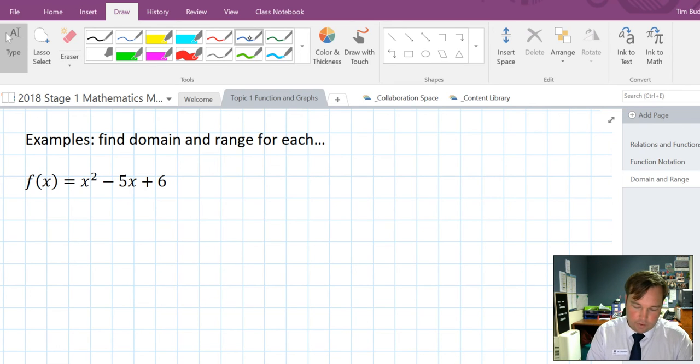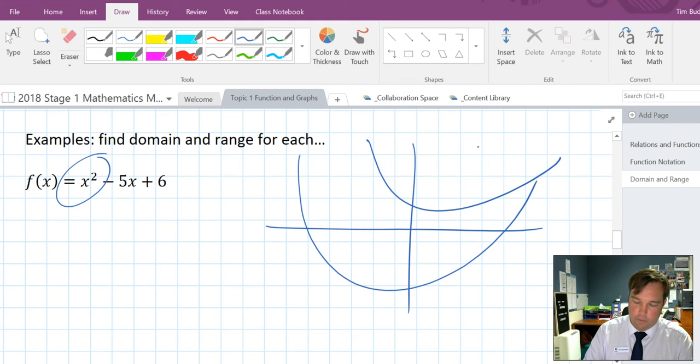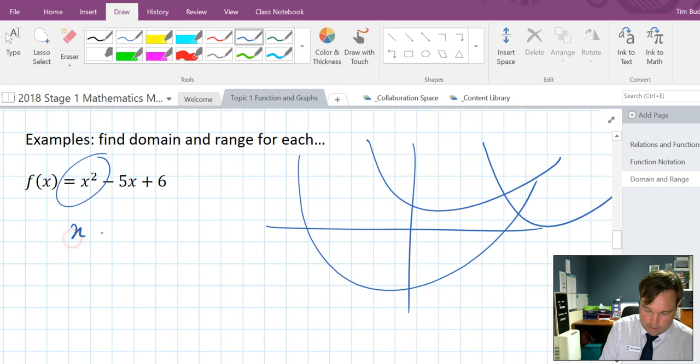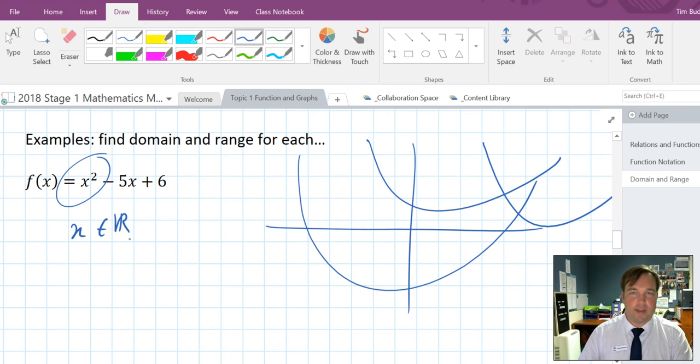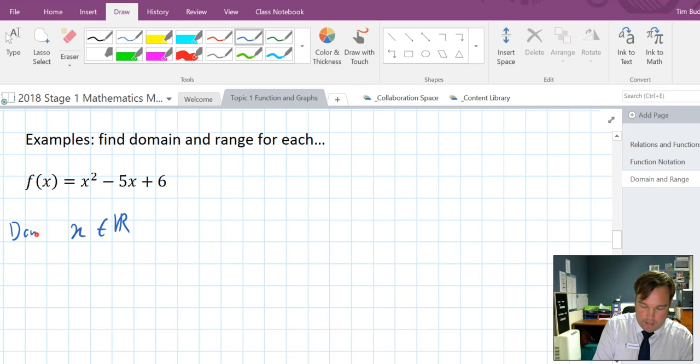Now you can see that's a quadratic. And you can see it's a positive quadratic, meaning it's going to be a smiley face. It'll look something like that, or that, or that. Either way, x will be a member of the reals, because we can substitute any value of x in there, and we're going to get a real number. Now, it won't have a range of everything. So domain is easy.